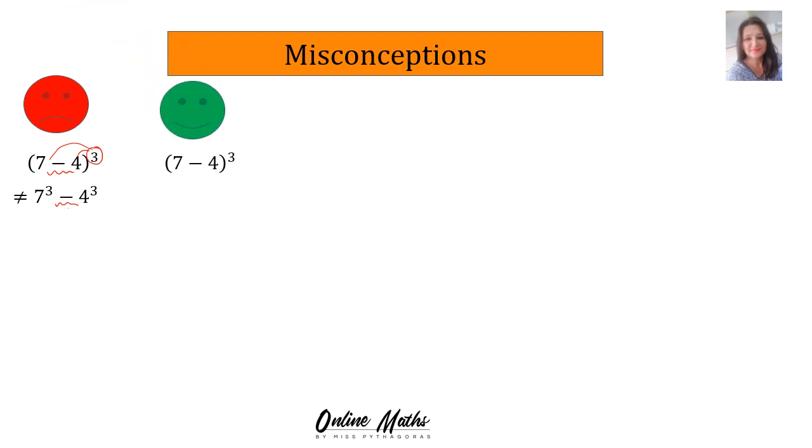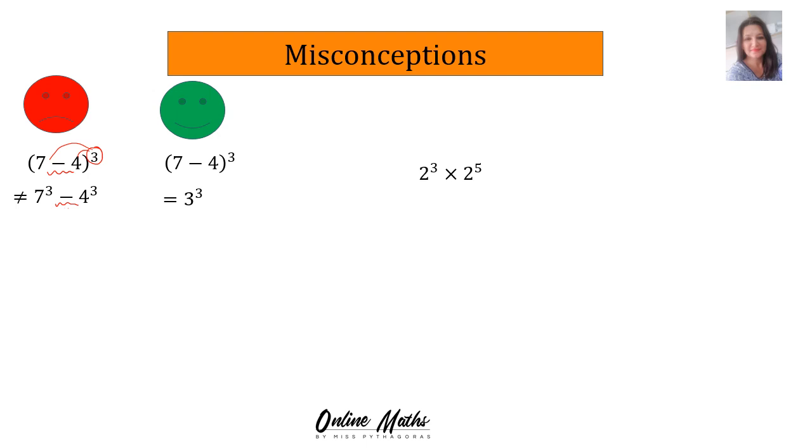So how will you do the sum? If I give you the same sum, in a bracket 7 minus 4 cubed, then you can say inside the bracket 7 minus 4 is 3 cubed, which is 27.